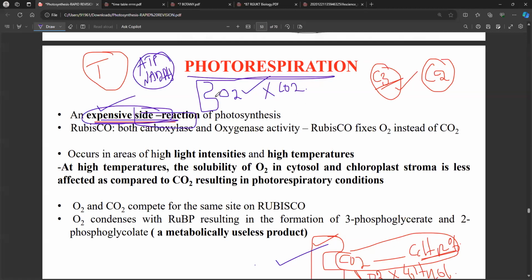Now you can ask me, sir, you said there is only one active site. So when carbon dioxide comes, the enzyme is fixing the carbon. Then how can the enzyme also fix the oxygen? So you have to understand that Rubisco is a versatile enzyme. The speciality is that it has carboxylase activity and also oxygenase activity. So it has the capability to fix anything. Whichever comes into the picture, it can fix it. Which one comes depends on the temperature.